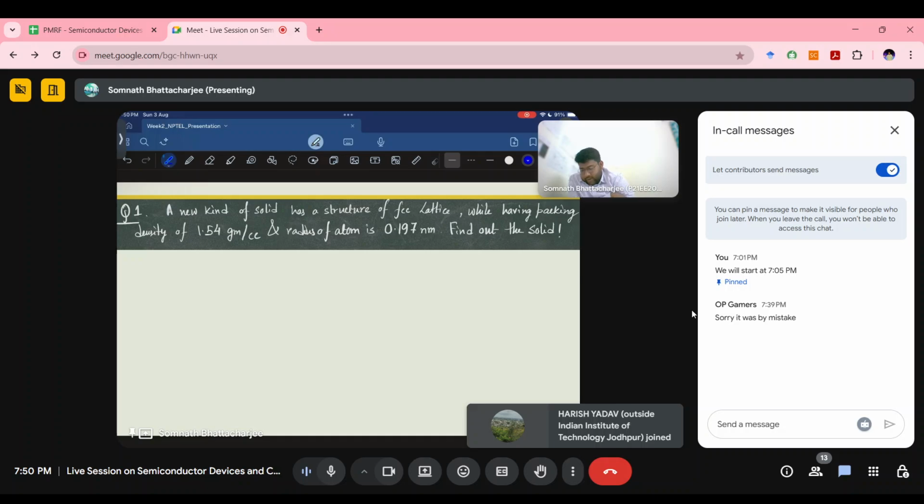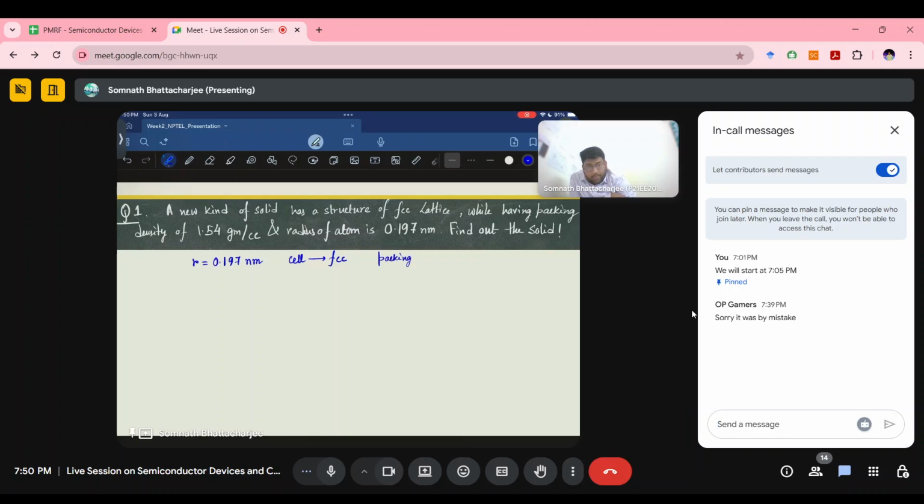So what we have got in this is that the value of radius is 0.197 nanometer, and we have got the information that the cell is an FCC structured cell, whereas the packing density, that is rho, is 1.54 gram per cc.